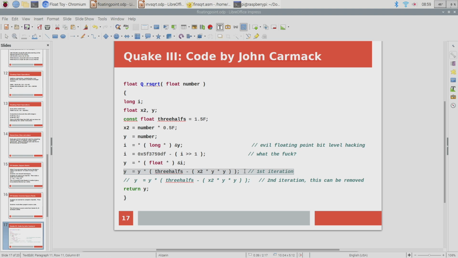You do it again. Okay, what did Carmack do here? Did he do it again? No. In fact, the code's still there. He just commented it out. And maybe do this tonight just to see how it works. If we were to do this one more time with the estimate that we just got, how much better would the estimate be? A few more decimal places, probably.